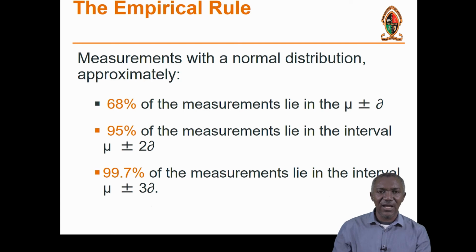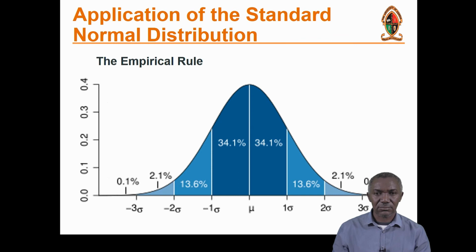It states that approximately 68% of the measurements will lie within one standard deviation below or above the mean. And 95% of the measurements in a normal distribution will lie within 2 standard deviations below or above the mean. And likewise, 99.7% of the measurements will lie within 3 standard deviations below or above the mean. So graphically, this is how it will look.